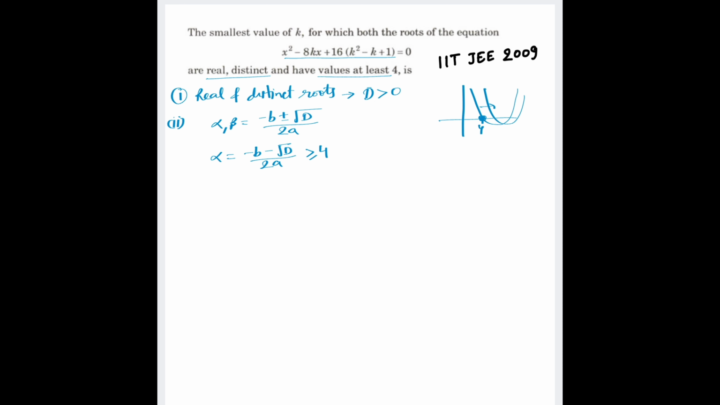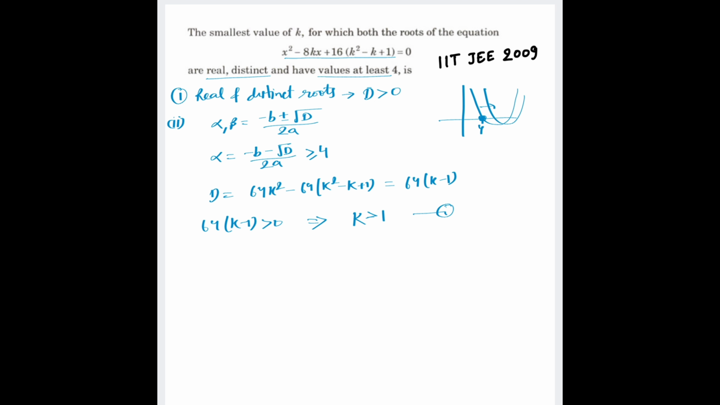So let's start. We need D definitely, so we calculate D first. D for this equation is 64 k square minus 64 k square minus k plus 1, which is 64 into (k minus 1). So the first condition is D greater than 0, and this means k should be greater than 1. So that is our first condition.